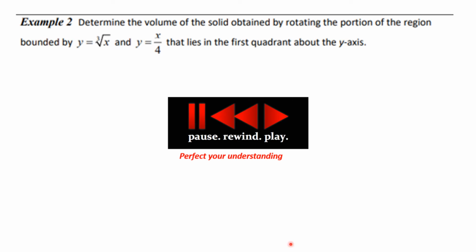Here's another problem for you to consider. Determine the volume of the solid obtained by rotating the portion of the region bounded by y equals the cube root of x, and y equals x over 4 that lies in the first quadrant, and we're rotating this about the y-axis. You know what to do.